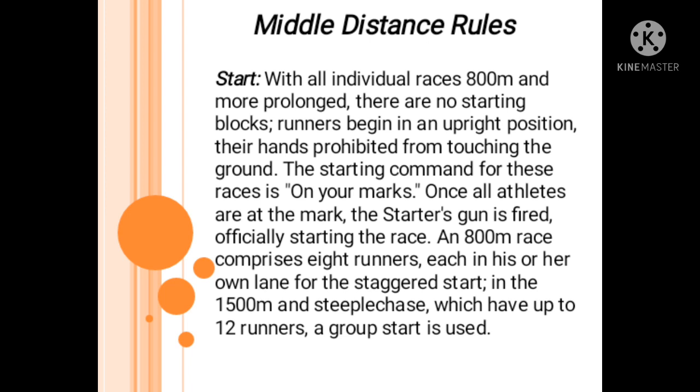Middle distance rules. Start. With all the individual races of 800 meters and more, there will be no starting blocks. Runners begin in an upright position, their hands prohibited from touching the ground. The starting command of these races is on your marks. Once all the athletes are on the mark, the starter gun is fired, officially starting the race. An 800-meter race comprises 8 runners, each in his or her own lane for the staggered start. In the 1,500-meter and steeplechase there will be 12 runners. A group start is used.